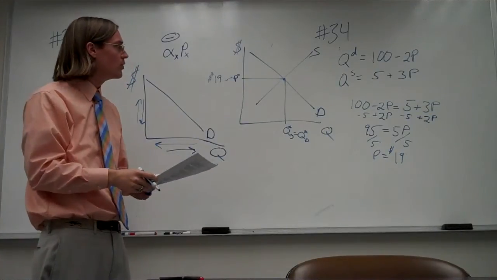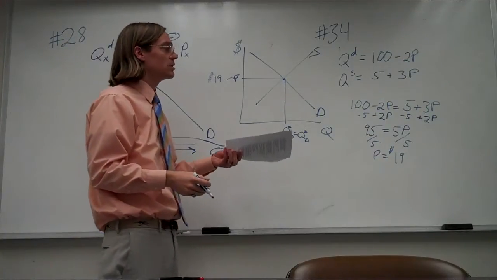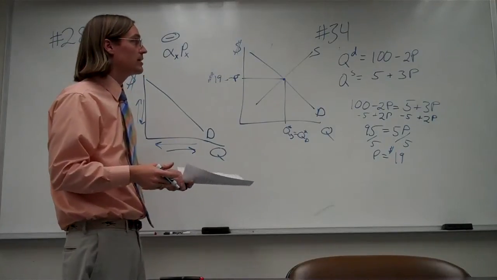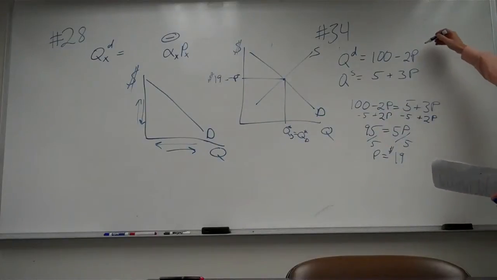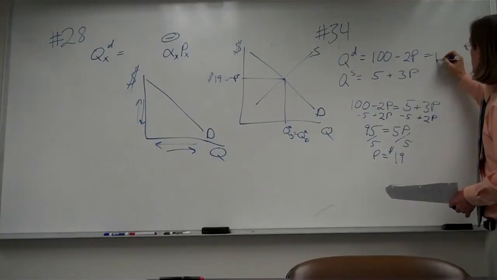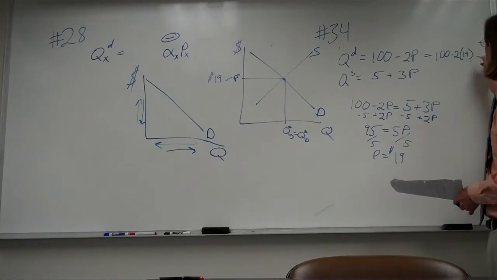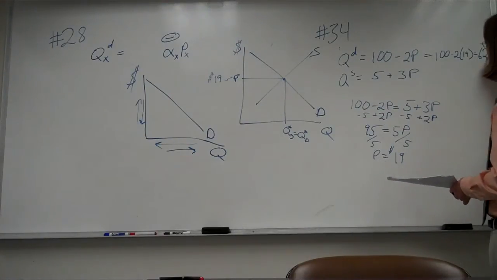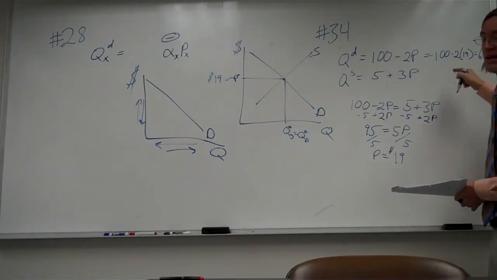You could then go through and figure out the equilibrium quantity demanded and equilibrium quantity supplied. You could figure out that equilibrium quantity by, since you know the price, plugging the price back into either one of these equations. So if we plug it in here, it should be 100 minus 2 times 19, and I think that is 62. Yeah. Check that on your calculator.